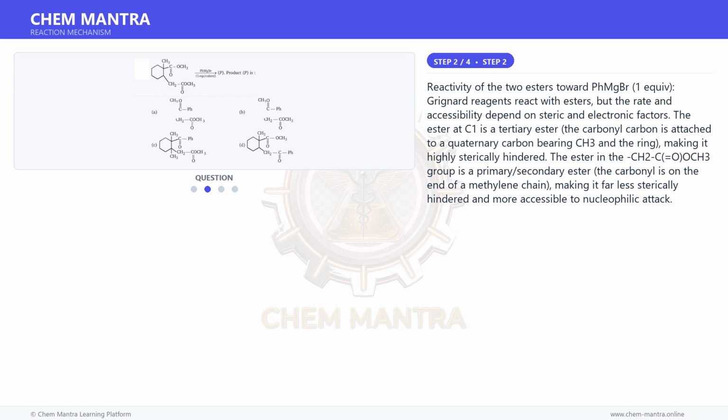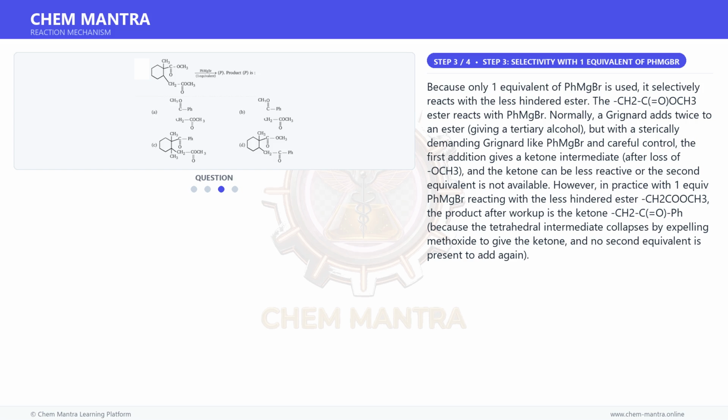The ester in the CH2C=OCH3 group is a primary ester. The carbonyl is on the end of a methylene chain, making it far less sterically hindered and more accessible to nucleophilic attack. Moving on to the next step. Because only one equivalent of PhMgBr is used, it selectively reacts with the less hindered ester. The CH2C=OCH3 ester reacts with PhMgBr.